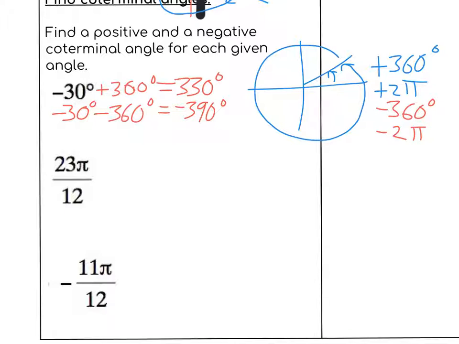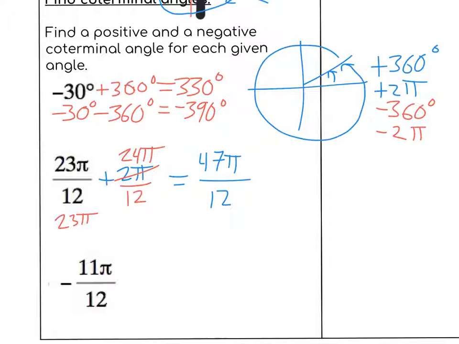Same thing for my second one, except now instead of 360, I'm going to add 2 pi to this. And when I do that, oh man, we've got twelfths. Let's rewrite this as 24 pi over 12, because when I divide this, I get 2. So now we end up with 23 plus 24 is 47 pi, and 12 stays the same, so we got 47 pi over 12. Same thing for going to the negative direction. We got 23 pi over 12, and we're going to minus 24 pi over 12. When we do that, we get negative 1 pi over 12.